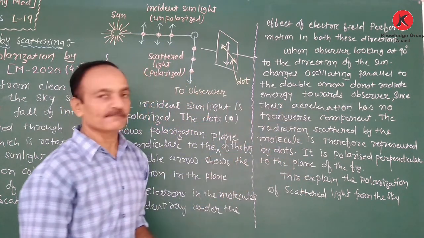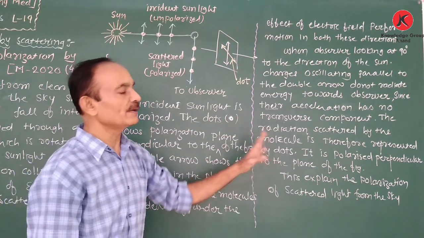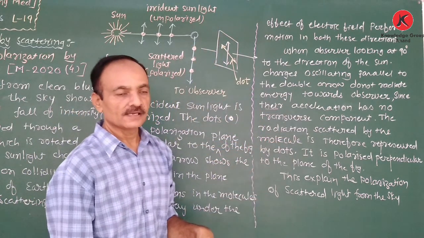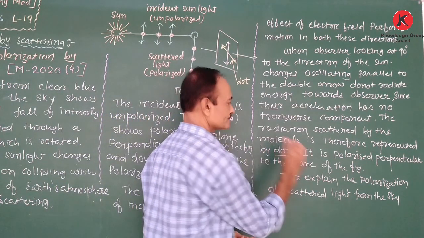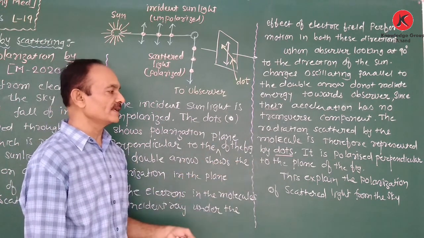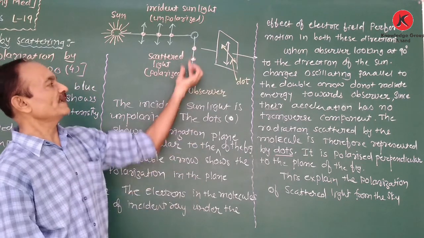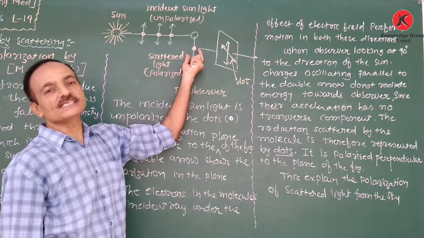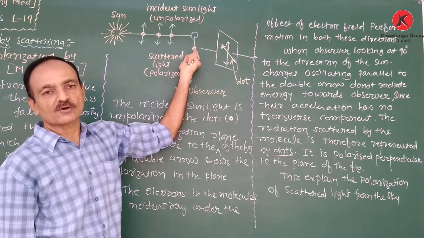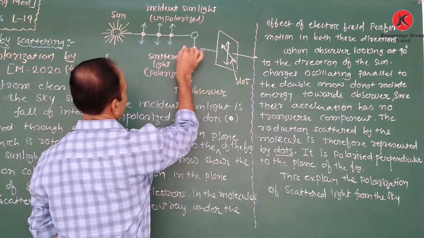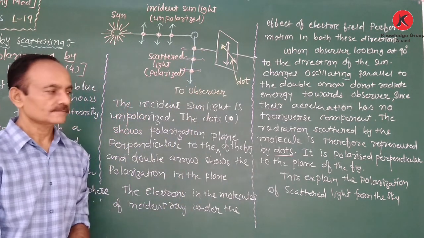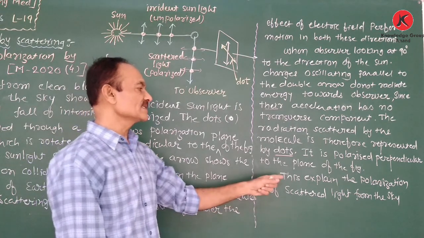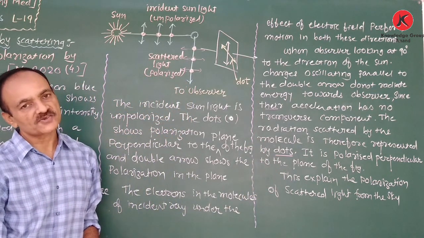Therefore, the radiation scattered by the molecule is represented only by dots. So it is polarized perpendicular to the plane of the figure. We obtain only the dot, not the vertical oscillation of the charges, because that coincides with the direction of observation. Therefore that effect is not observed by the observer, only the perpendicular effect is observed. This process is known as polarization by scattering, which explains the polarization of scattered light from the sky.